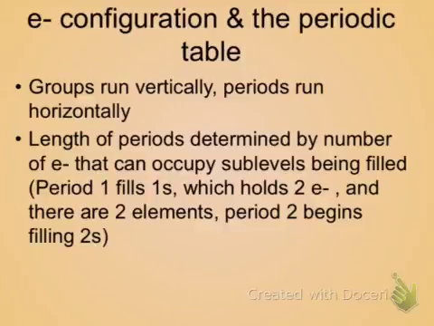Okay, so electron configuration on the periodic table. I'm actually going to read this to you word for word, which I normally think is stupid, but I want you to hear how complicated this sounds. Groups run vertically, periods run horizontally. Great, we know that. Length of periods is determined by the number of electrons that can occupy the sublevels being filled. Period 1 fills 1s, which holds 2 electrons, and there are 2 elements. Period 2 begins filling 2s. Is that crystal clear? Is that completely incomprehensible? Usually it's closer to completely incomprehensible than crystal clear.